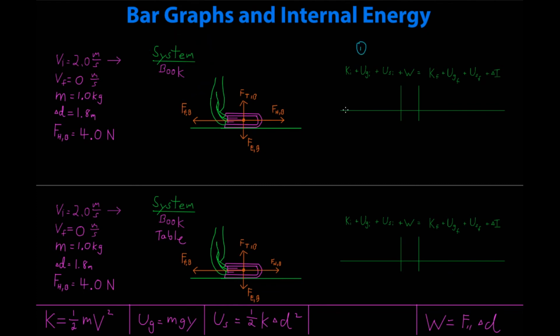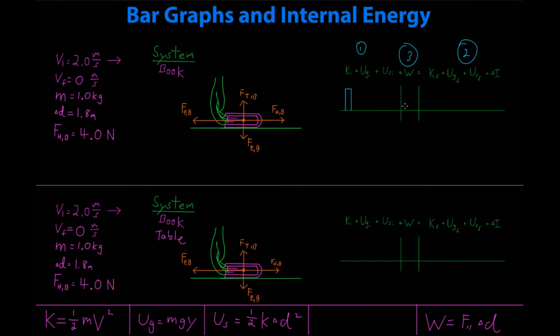One, I'll look at my initial state. The book is moving. Therefore, I have initial kinetic energy. Final state, the book comes to a stop. In other words, the person isn't pushing with enough force to speed the book up. Friction is still larger. No kinetic, so I have none of these types of energy here. Final state is checked. Third, I'll check work.